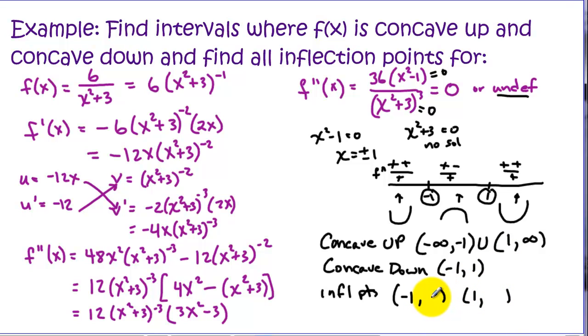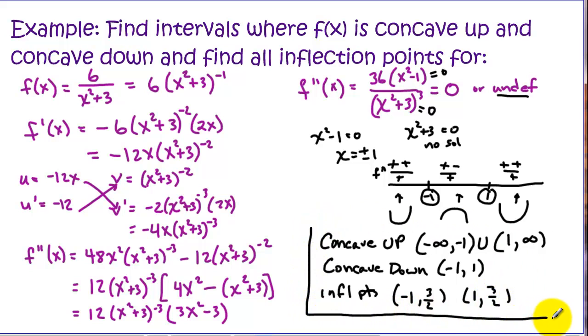Now to figure out the y value here, we're plugging it back into the original function. So if I plug negative 1 in back over here, I get 6 over 4, or 3/2. And if I plug positive 1, I also get 6 over 4, which is 3/2. And that's our information that we were asked to find, and so we are done.